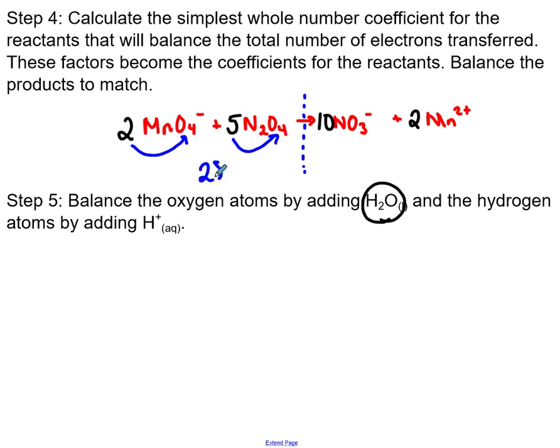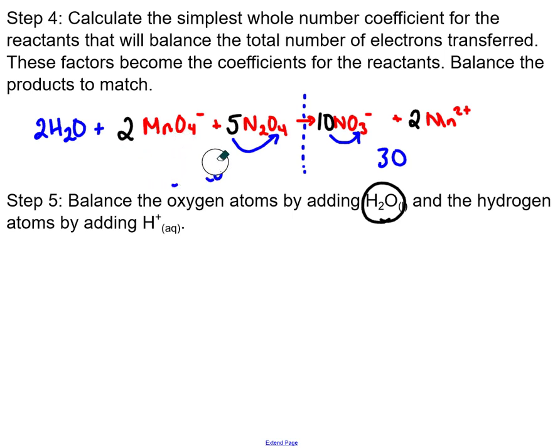How many oxygens are over here? Well, there's 30 oxygens. So where do I need more oxygens? I need more oxygens on the reactant side. I'm going to add 2 waters. That's added another 2 oxygens, so now I'm at 30. So that's good. Perfect. So our oxygens are all balanced, okay?